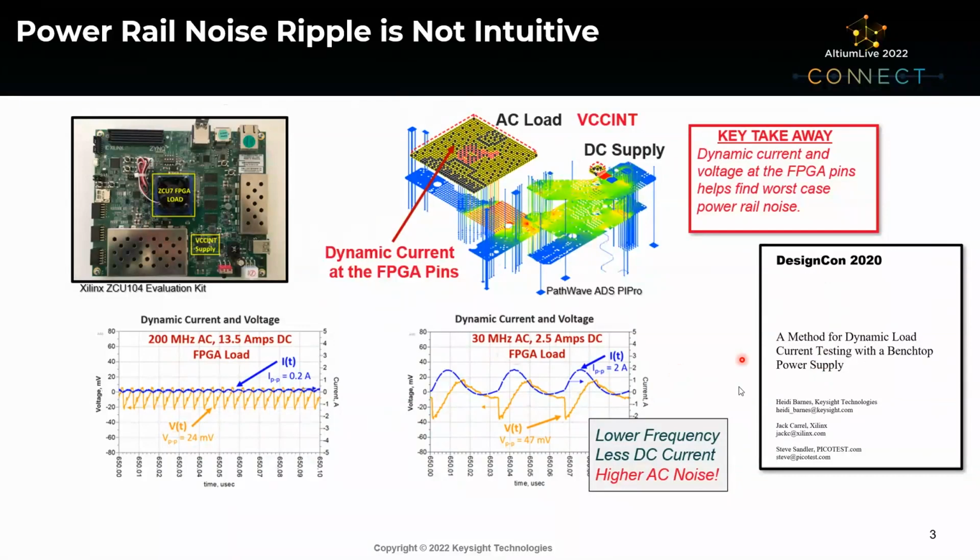And you can actually download this paper from DesignCon 2020, and we go into details about the analysis that we did, and we'll talk about that today too. We're going to be using this as our example. But the key takeaway here is dynamic current and voltage at the FPGA pins can help find worst-case power rail noise.